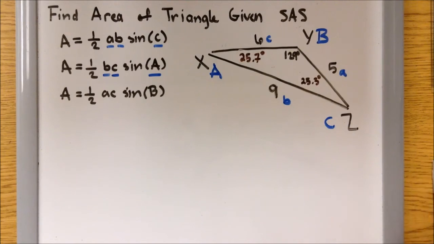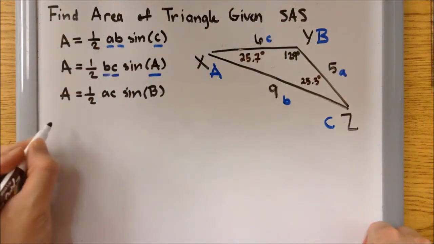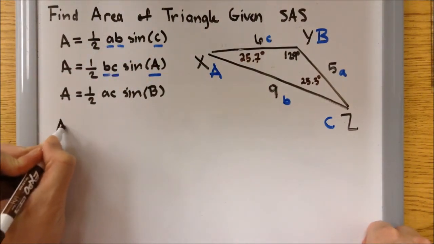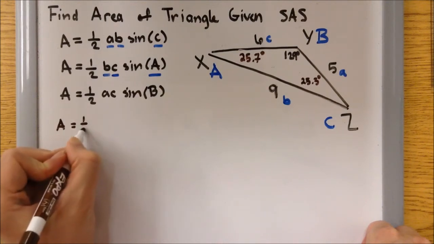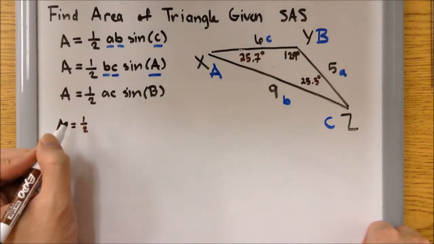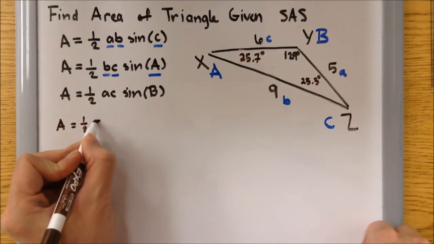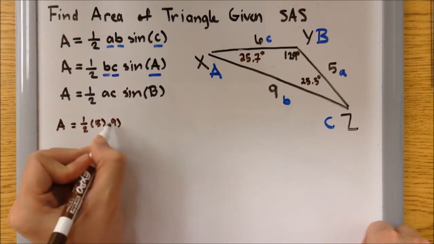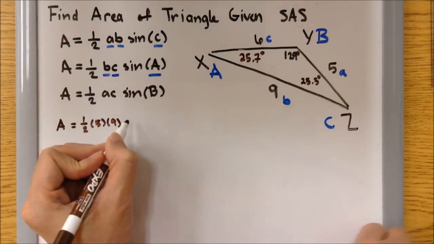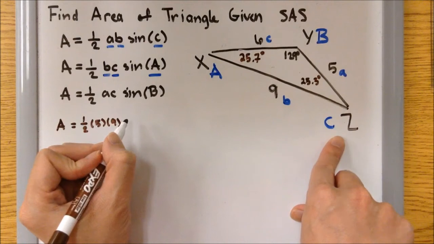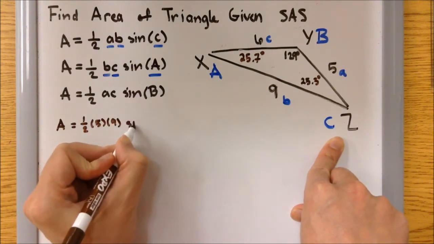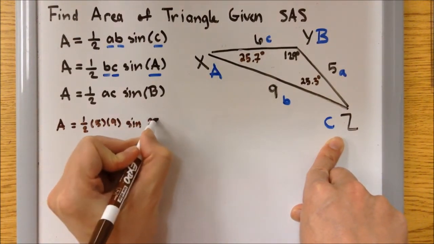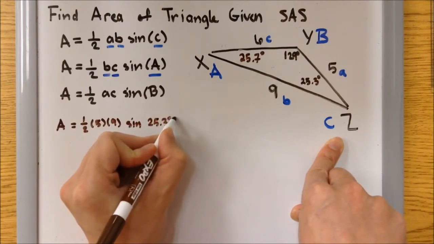So first thing is going to set it up. So I could do the first form right here. So 1/2 of my A, which is 5, times my B, which is 9, times sine of our capital C, which is 25.3. So sine of 25.3 degrees.